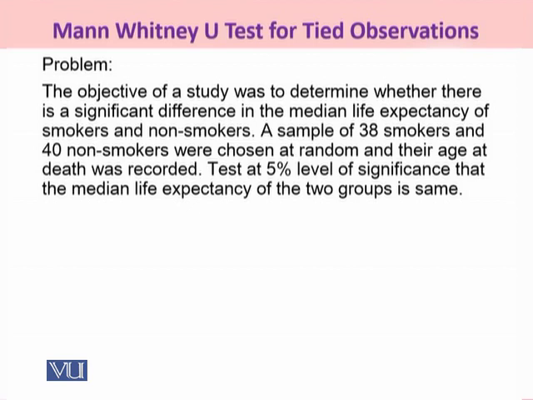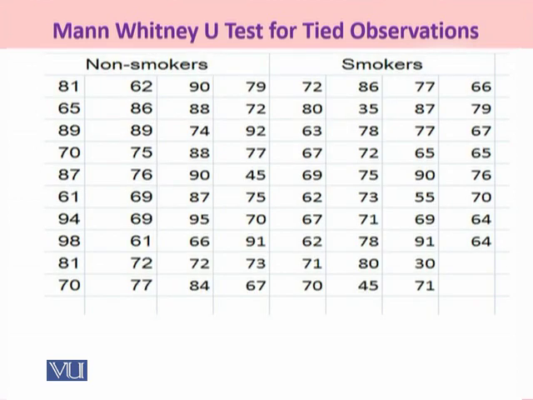One sample is about the smokers and the other sample is about the non-smokers. And we want to compare the median life expectancy of both groups. Now, in order to carry out this problem, this data is being given before you. The left side 4 columns are about the non-smokers, whereas the remaining 4 columns are reporting the life expectancy among the smokers.